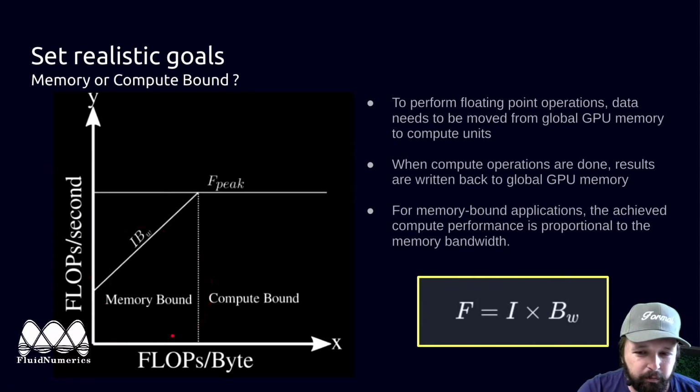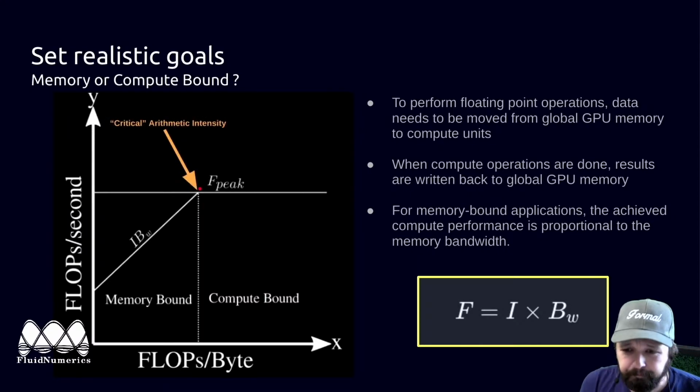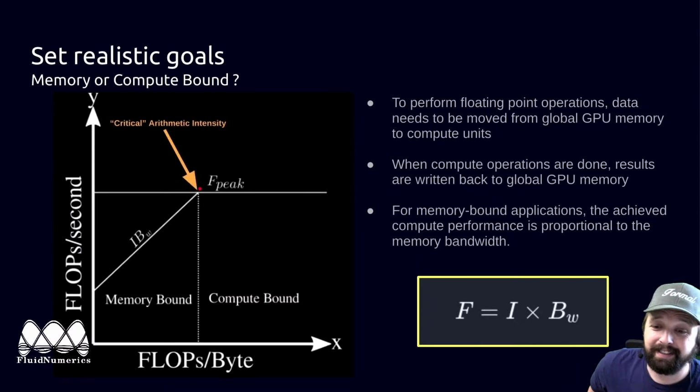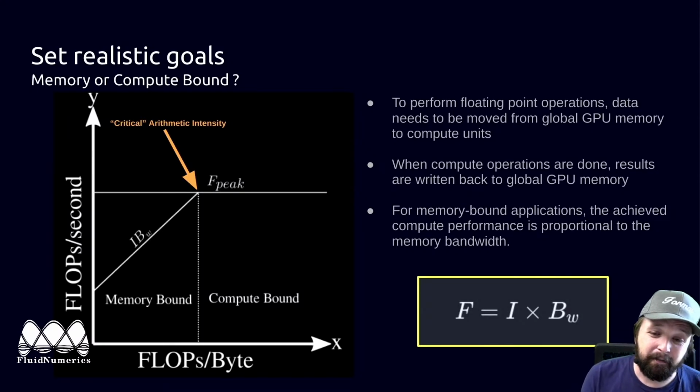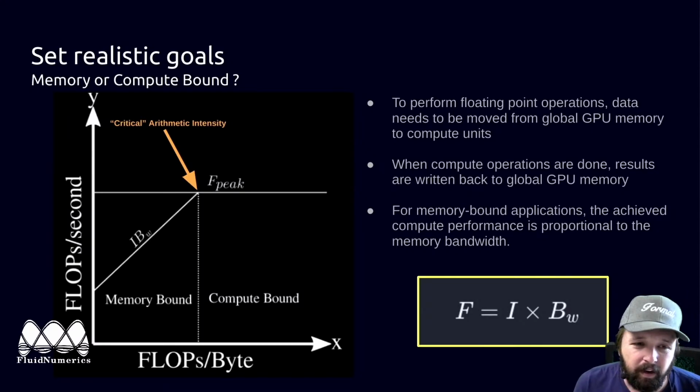Now, what determines whether you're memory-bound, other than just your arithmetic intensity? This spot here where that transition happens, I like to call the critical arithmetic intensity. That point is a function of your hardware. It's going to be determined by a ratio of the peak memory bandwidth and the peak flops.